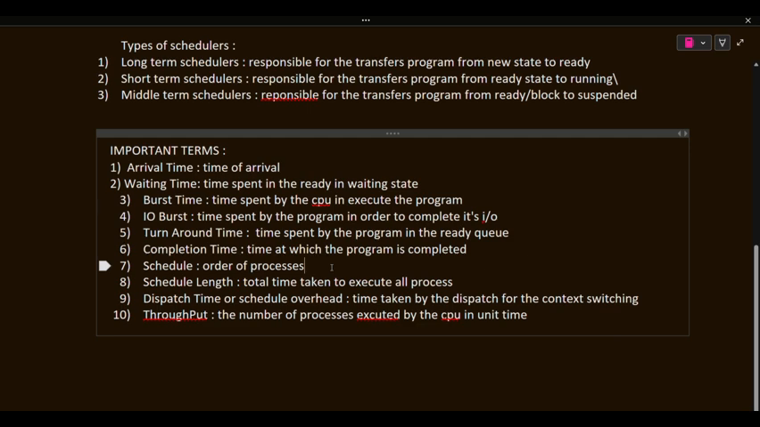This is all about the important terminologies which you should understand to get a good idea of CPU scheduling. And in the next OS class, we're going to start the scheduling algorithms.